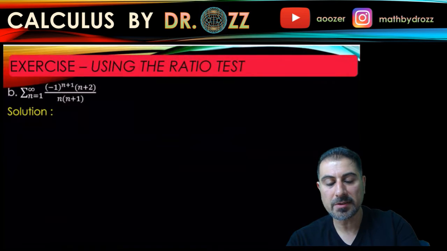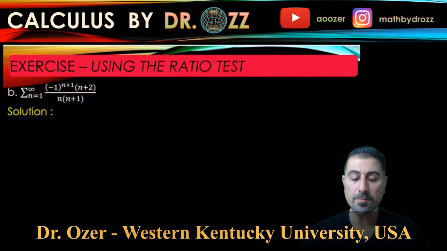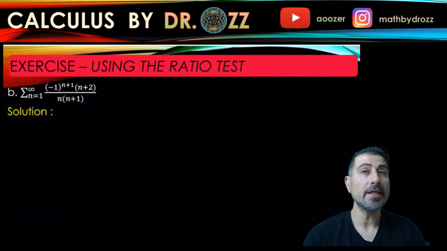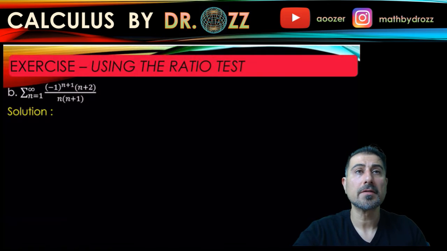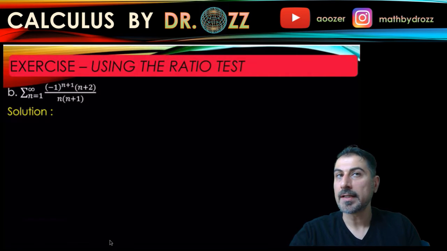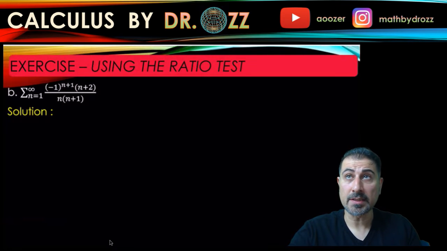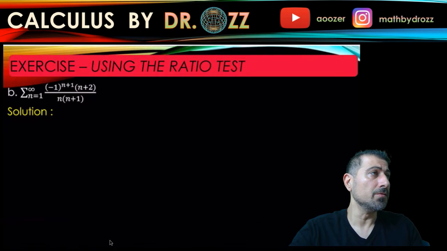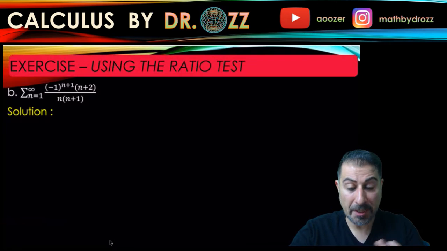Let's apply the same strategy for part B. This time we have an alternating series. And as a side note, you can also use the alternating series test to determine its convergence. But why don't we use the ratio test for that purpose?